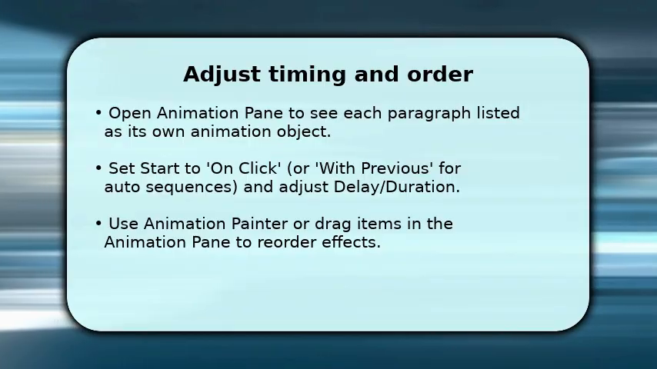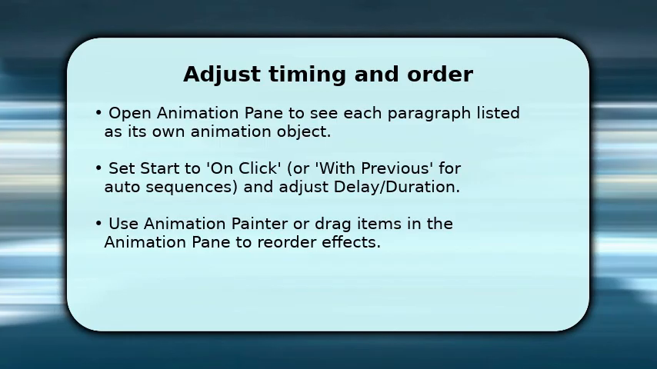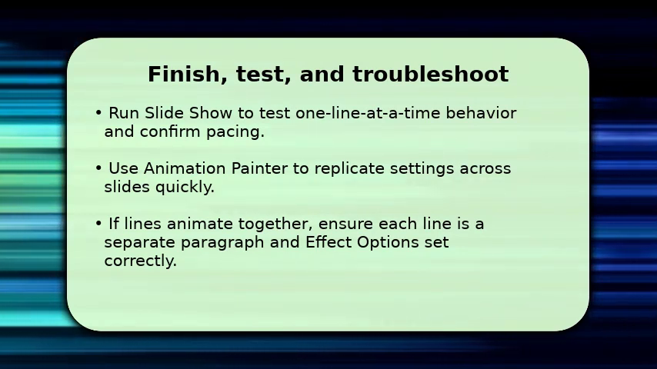If order is wrong, drag items inside the animation pane, or use Animation Painter to copy settings to other text boxes. Make sure you preview after every change so the rhythm feels natural to you. Finish by running the slideshow and stepping through each click to confirm one line appears at a time. If everything looks right, use Animation Painter to copy the exact animation to other slides so you don't rebuild settings.